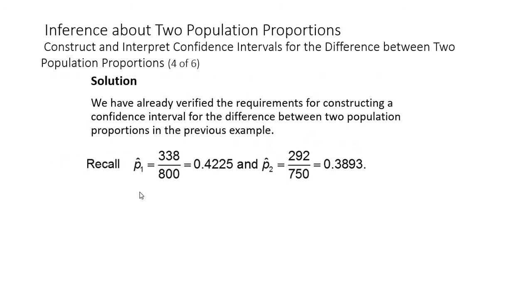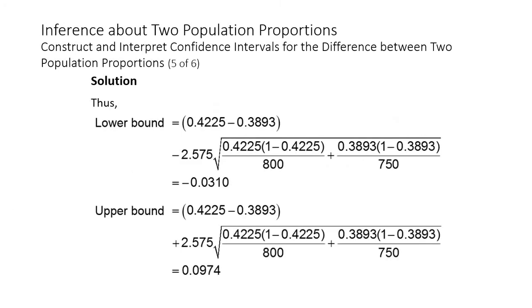In order to obtain that, first we're going to compute p1 hat and p2 hat. p1 hat is x1 divided by n1, p2 hat is x2 divided by n2. We obtained that previously. Now we're going to say the lower bound is equal to p1 hat minus p2 hat minus z sub alpha divided by 2. We computed that in a previous video as well. In our case, alpha is only 1%. So alpha divided by 2 is 0.005, and we can find z sub alpha divided by 2 using Excel.